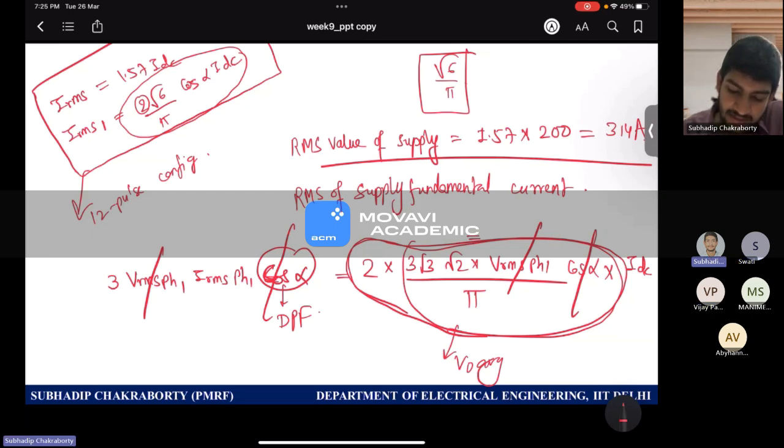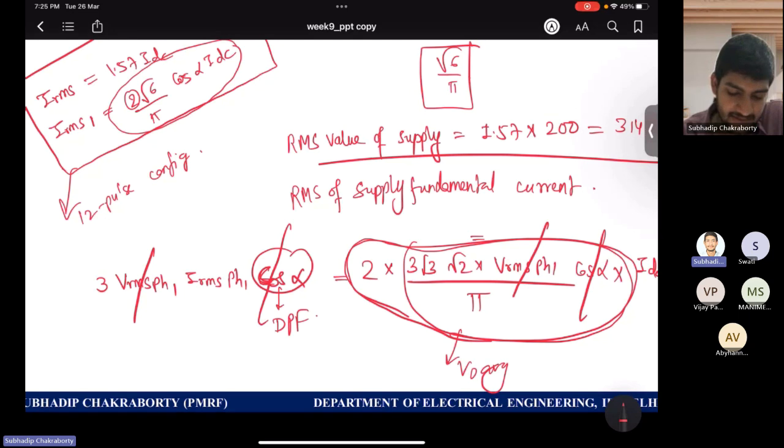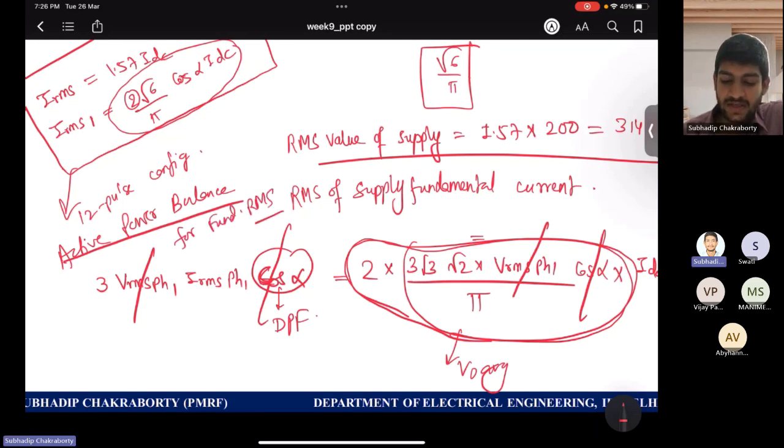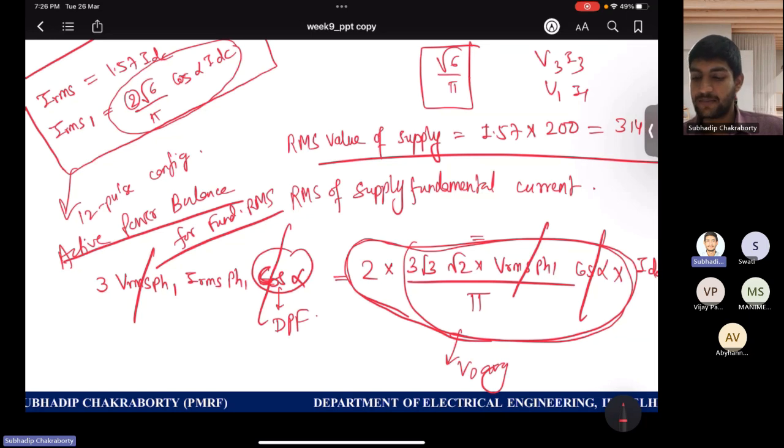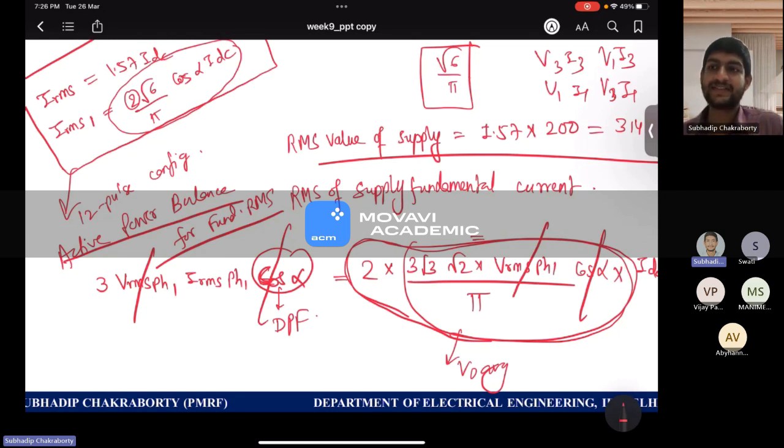So now you see we are doing active power balance to determine the fundamental RMS. I told you that only the fundamental is responsible for active power transfer in line with the voltage. Not only fundamental, V3, I3 will contribute some active power, V1, I1 will contribute some active power, but V1, I3 will not contribute. Similarly, V3, I1 will not contribute. In-phase voltage and current with the same frequency contribute to active power transfer. If you do the integration, you will understand. Other terms will go to 0.